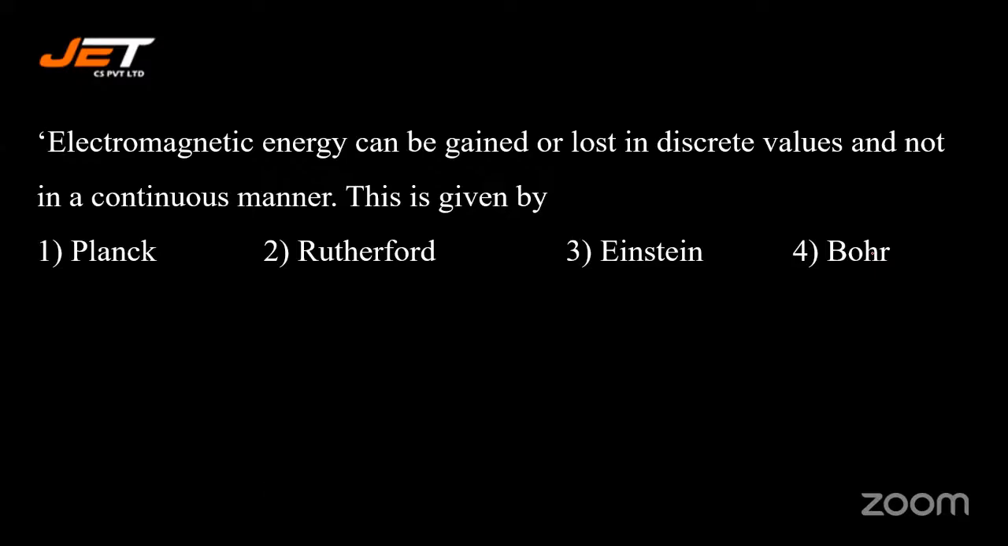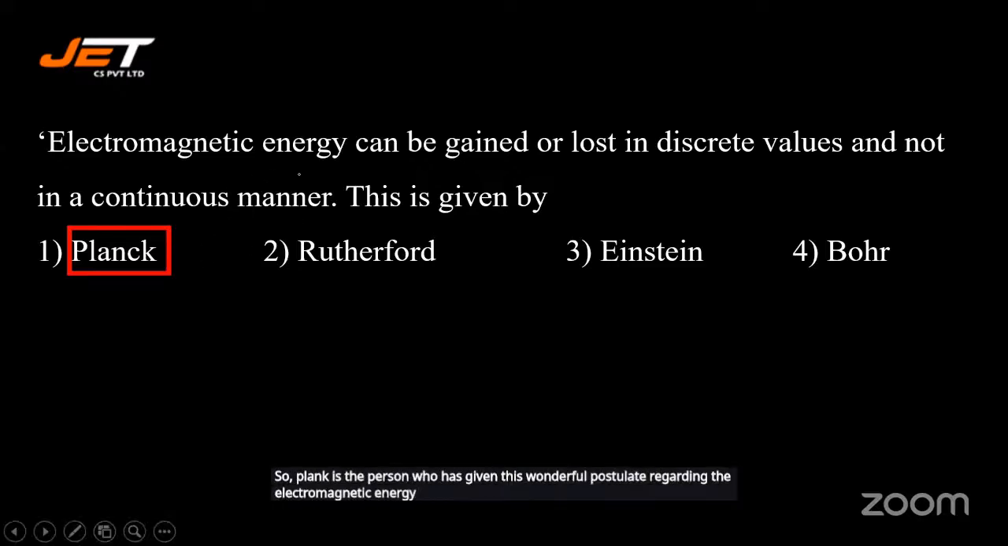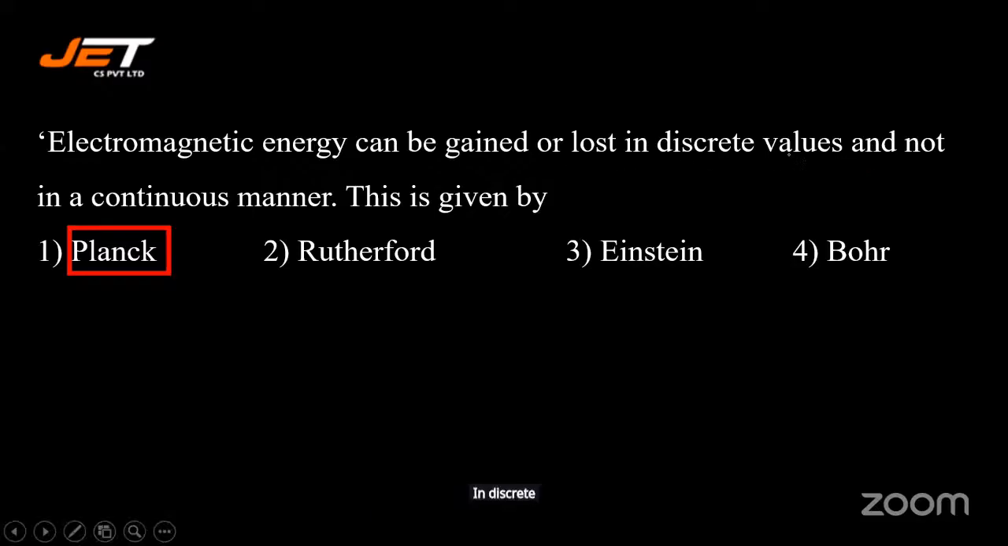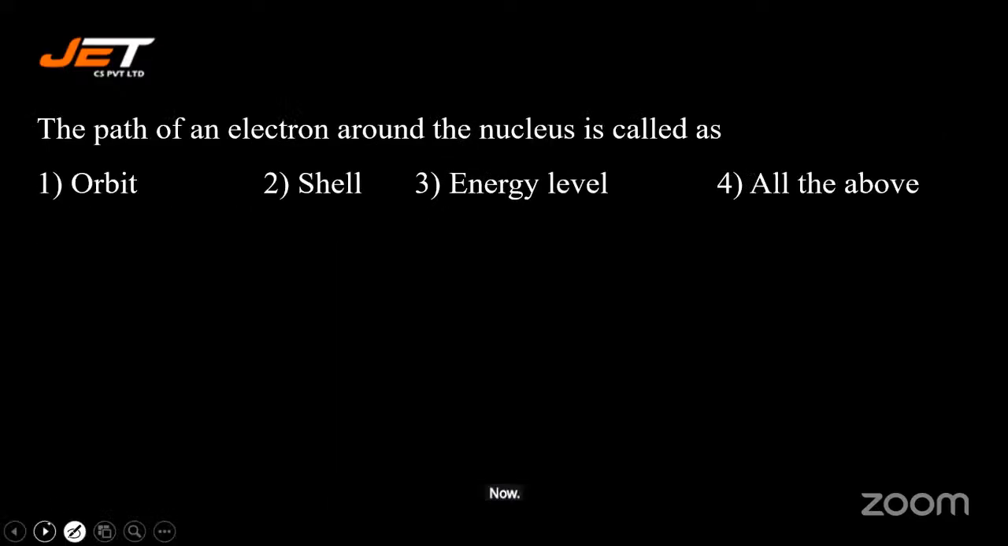You're being a little late, Gopichand. Remaining people are being fast. Okay, again Srutasya has mentioned it correct. That is Planck. So Planck is the person who has given this wonderful postulate regarding electromagnetic energy, that electromagnetic energy can be gained or lost in discrete values and not in a continuous manner. Okay, now let us see the next question.